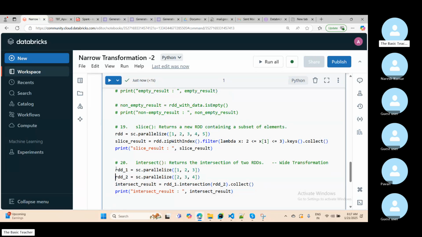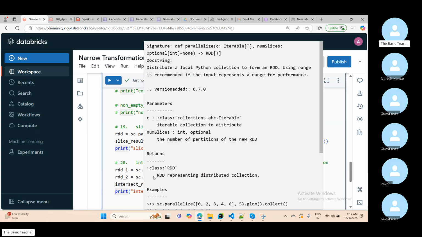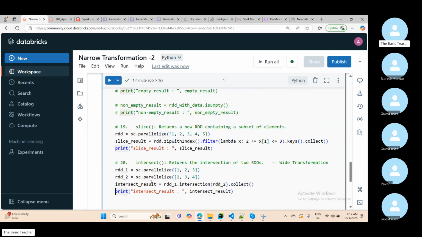Intersect is, as I said, most probably part of your mathematics subject, either in 10th, 12th, or in your graduation, BTech or whatever you did. Maybe you are from a BCA, MCA background, or BSc, MSc. So this is RDD 1, which has 1, 2, 3, and RDD 2 has 2, 3, 4. There are some common elements between both, 2 and 3, right? So if you do the intersection, what are we going to get as output?